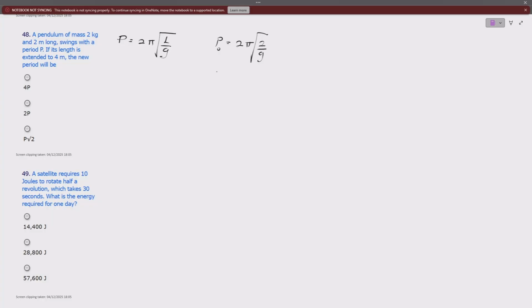So the new period, let's say Pn equals 2 pi root of 4 over g. So this can also be written as 2 pi root of 2 over g times root 2, because root 2 times root 2 is root 4. But as you can see, this one is the initial period times root 2. So this is going to give you P root 2.